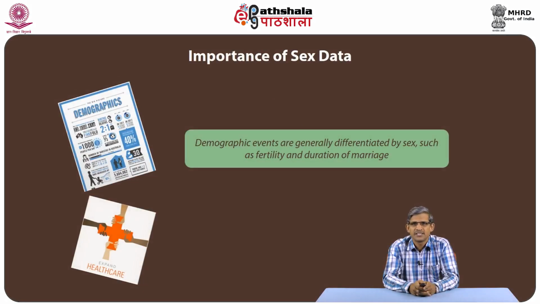Thirdly, demographic events are generally differentiated by sex, because the fertility, or the number of children born to a couple, duration of marriage, and spacing between births all necessitate sex-wise information. The estimation of fertility, the total fertility rate, specifically uses information on the age distribution of the women or females. Thus, it is not possible to estimate a fertility rate without accurate information on the age structure of the female population.